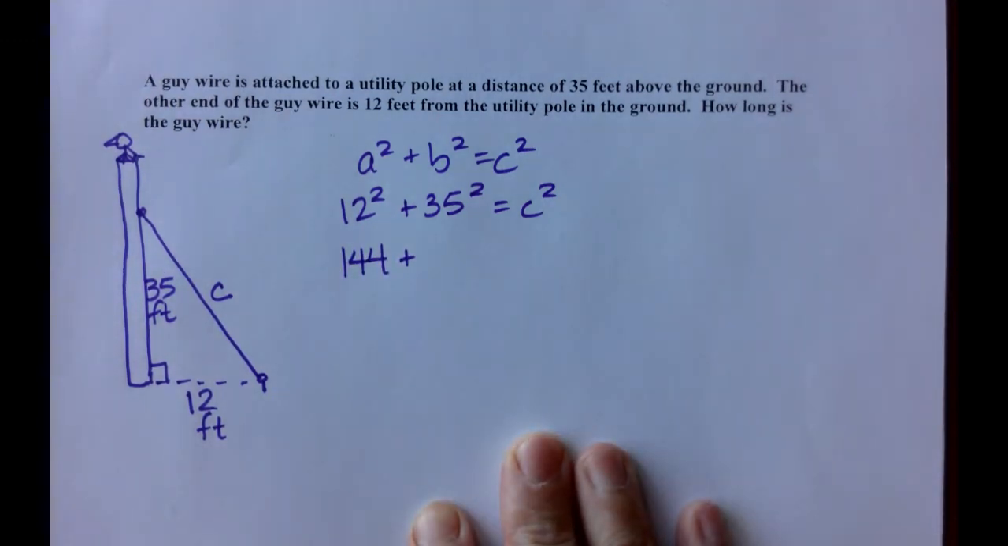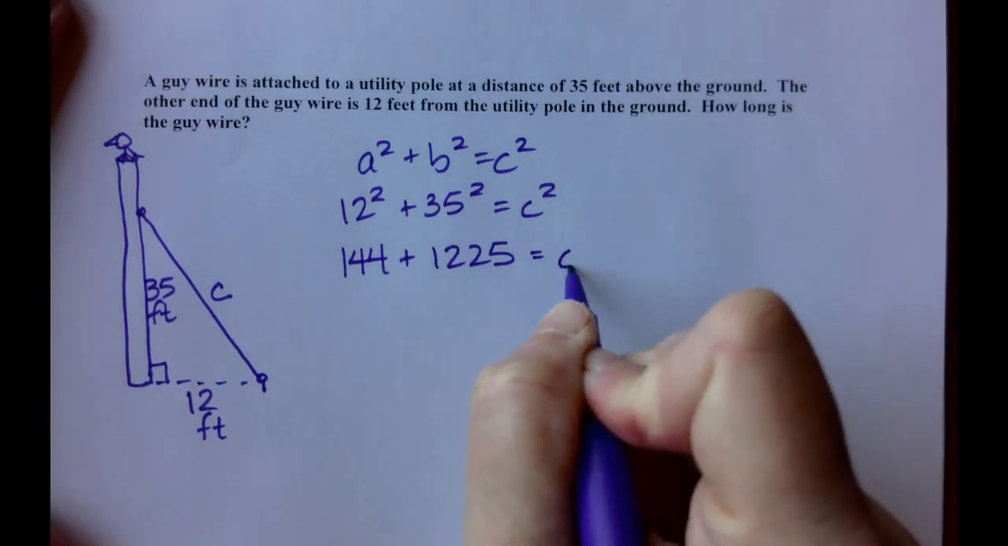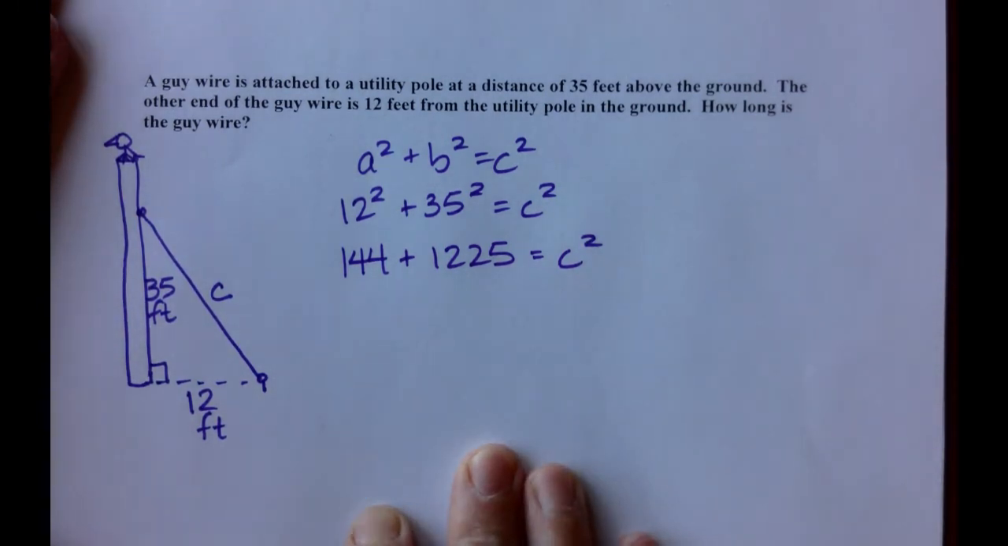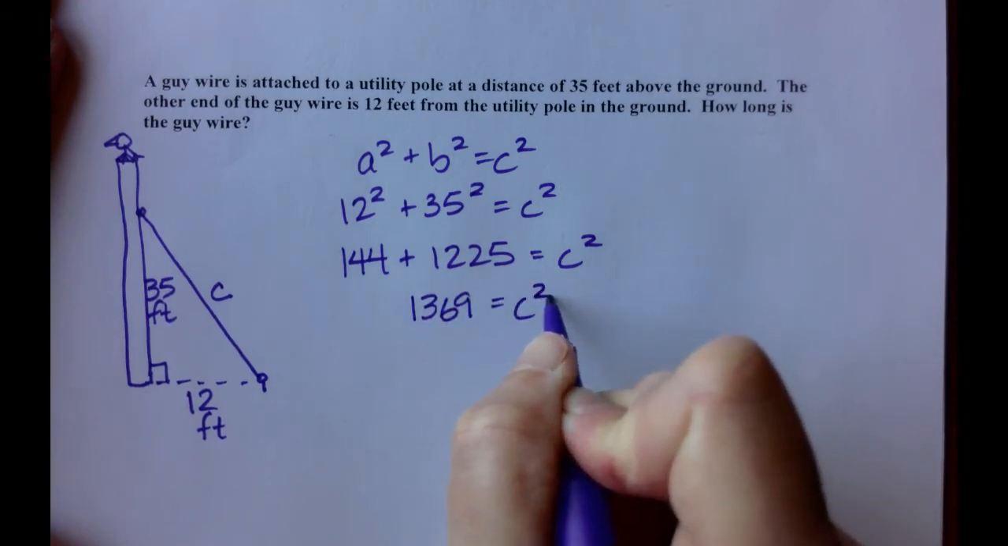144 plus 1,225 equals c squared. That means 1,369 equals c squared.